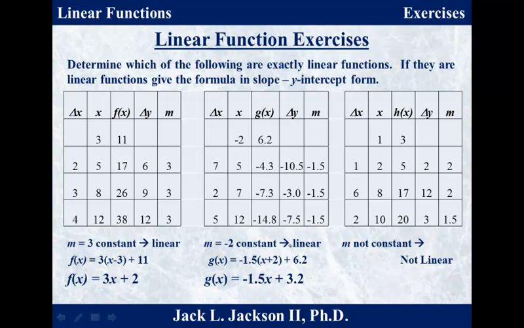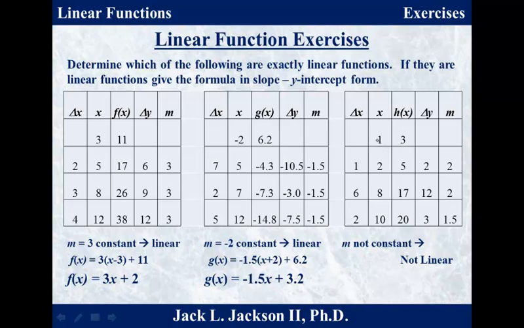It's constant and it's linear, so g of x is negative 1.5 parentheses x minus a negative 2, or x plus 2, plus the 6.2. That's a point slope formula. And to get the slope y-intercept form, we just distribute and combine like terms. So this is negative 1.5x minus 3 plus 6.2 is 3.2. So I believe that is correct.